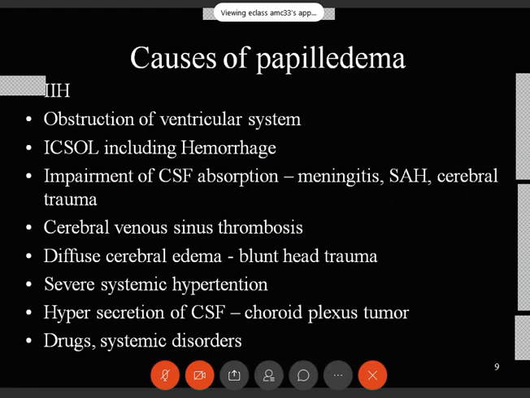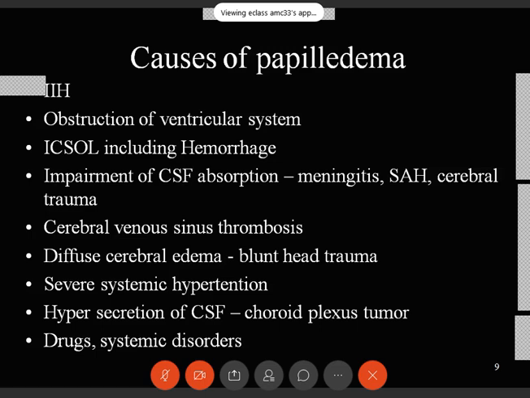Causes of papilledema. It can be idiopathic. Obstruction of the ventricular system due to aqueductal stenosis, or intracranial space occupying lesions, which can be hemorrhages or tumors. Impairment of the CSF absorption can be due to meningitis, subarachnoid hemorrhage, and cerebral trauma.